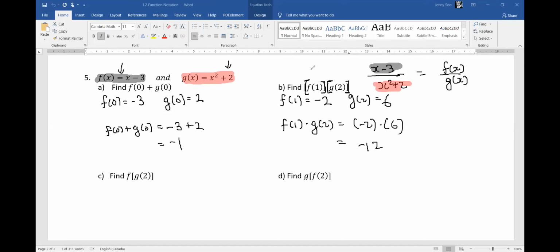I don't mind you being wrong, I just want you to give it a shot. What is f of g of 2 in your opinion?